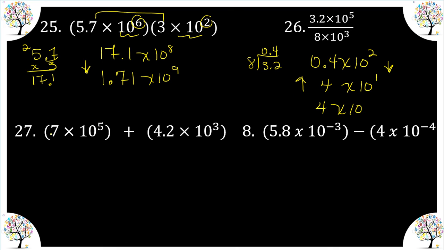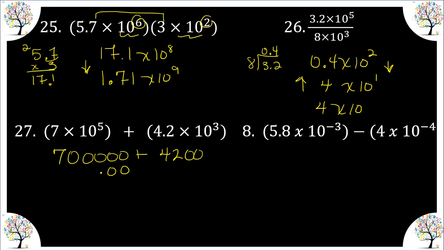When we are adding and subtracting, we have to convert these to standard, line up decimals, add or subtract, and then put it back into scientific. So here we have 7. We're going to move the decimal 5 places. 1, 2, 3, 4, 5. Plus 4.2, we're moving the decimal 3 times. So we move it 1, 2, 3.